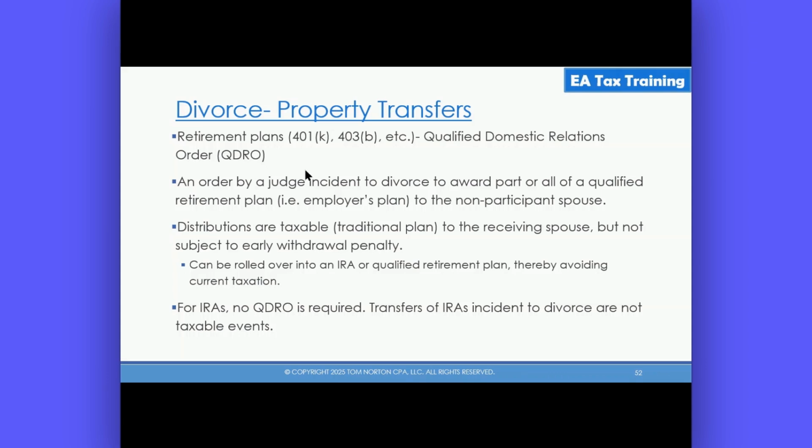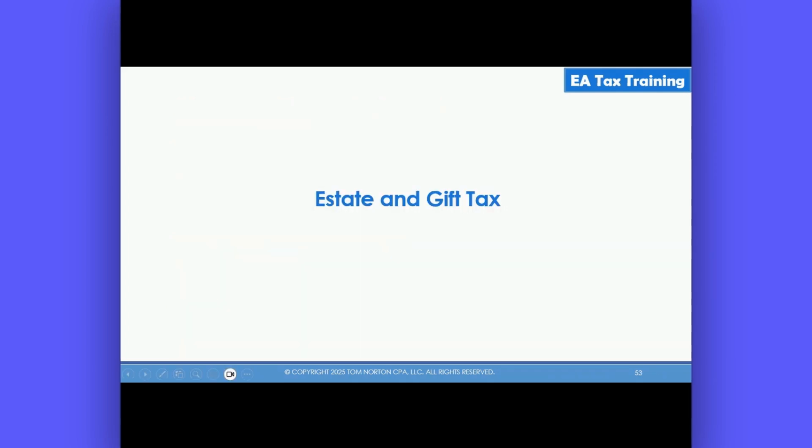If you have an IRA, there is no quadro required. You could still split those accounts, or one person's account could be awarded to the other spouse. But in that case, that is a transfer incident to divorce. And of course, that is not a taxable event, and you don't need any kind of court order.